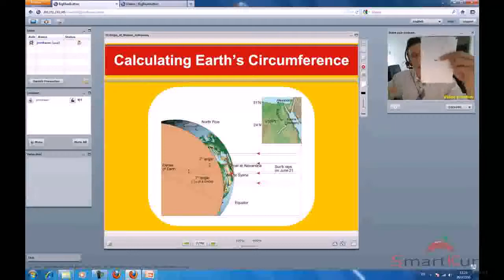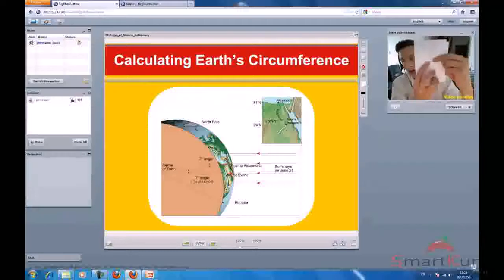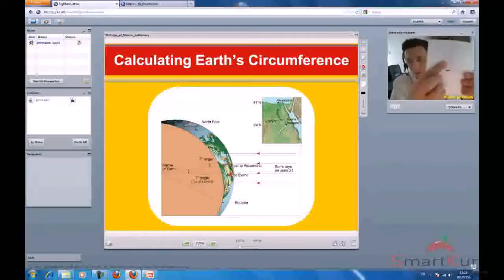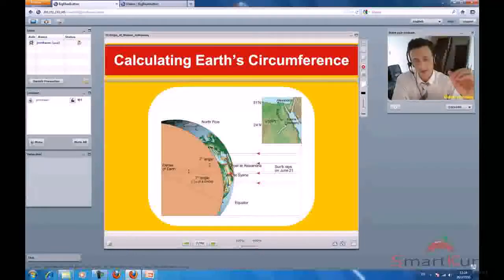Eratosthenes realized that with this post at Alexandria, right down here, would still throw a shadow to the north at noon. And he realized that if he measured the height of the post and the length of the shadow, he could calculate this angle. And he calculated that angle to be 7 degrees.